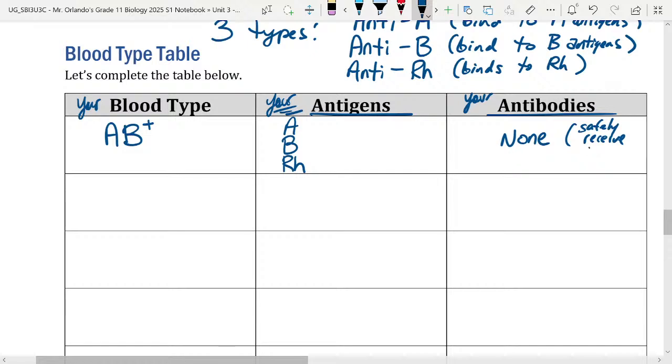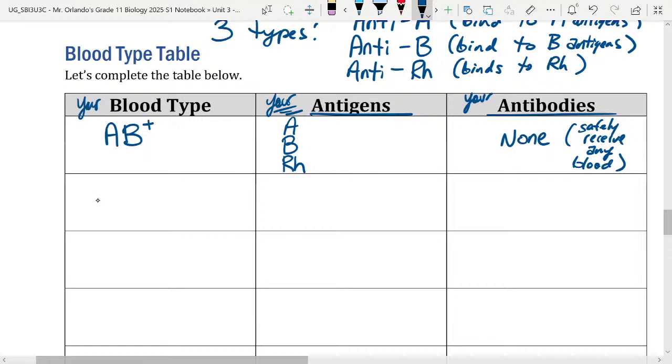Does that make sense? If you have type AB positive blood, because your body is used to seeing the A antigen and the B antigen and the RH factor, there's no blood cell you can get that would be foreign to it, and so you can safely receive any blood. Your body doesn't produce any antibodies because any antibodies your body produced would destroy your own blood. Does that feel okay?